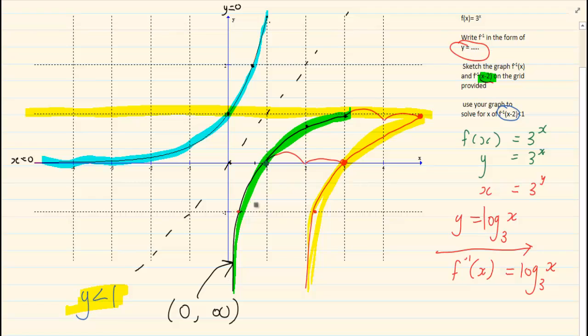But what's happening to our graph? It is moving 2 spaces. So it is now going to be 2 to infinity. Again, round brackets, because the 2 is actually an asymptote.